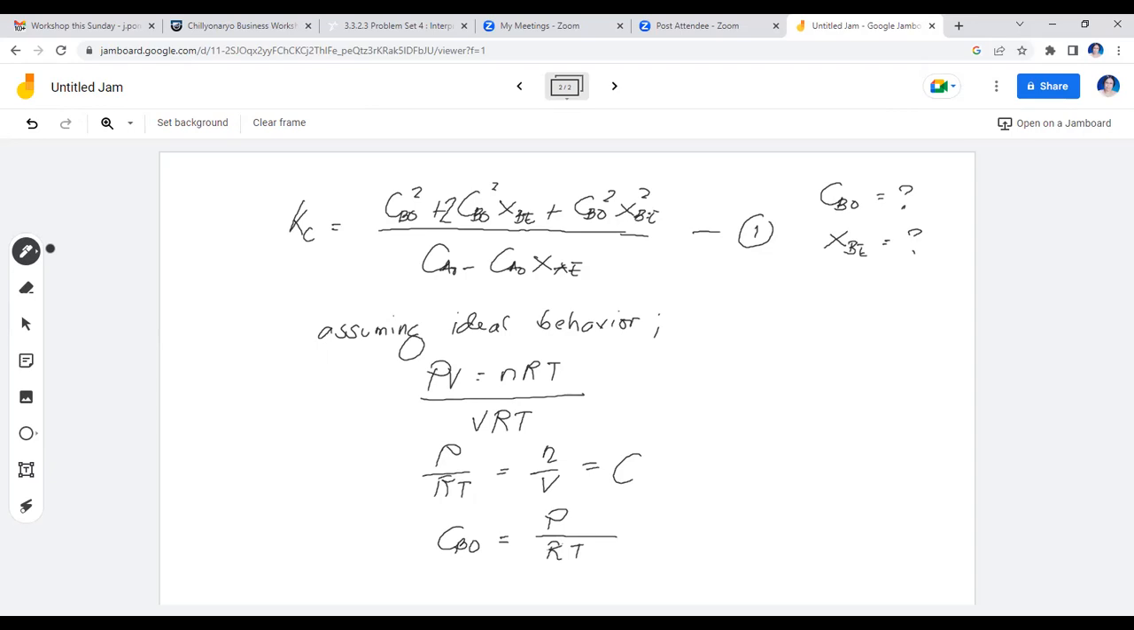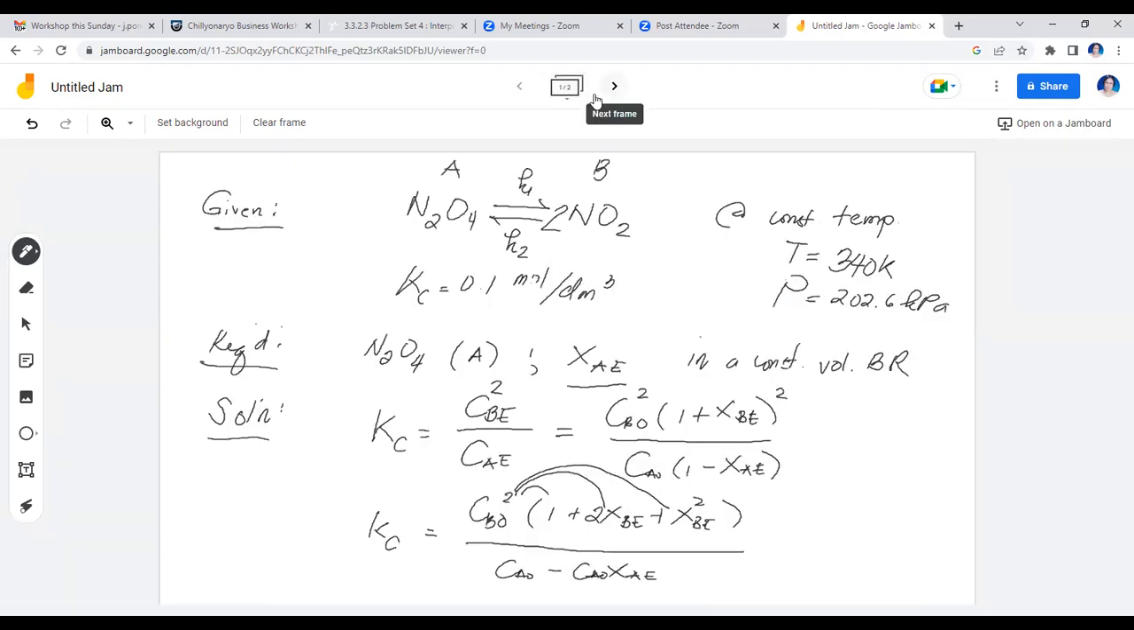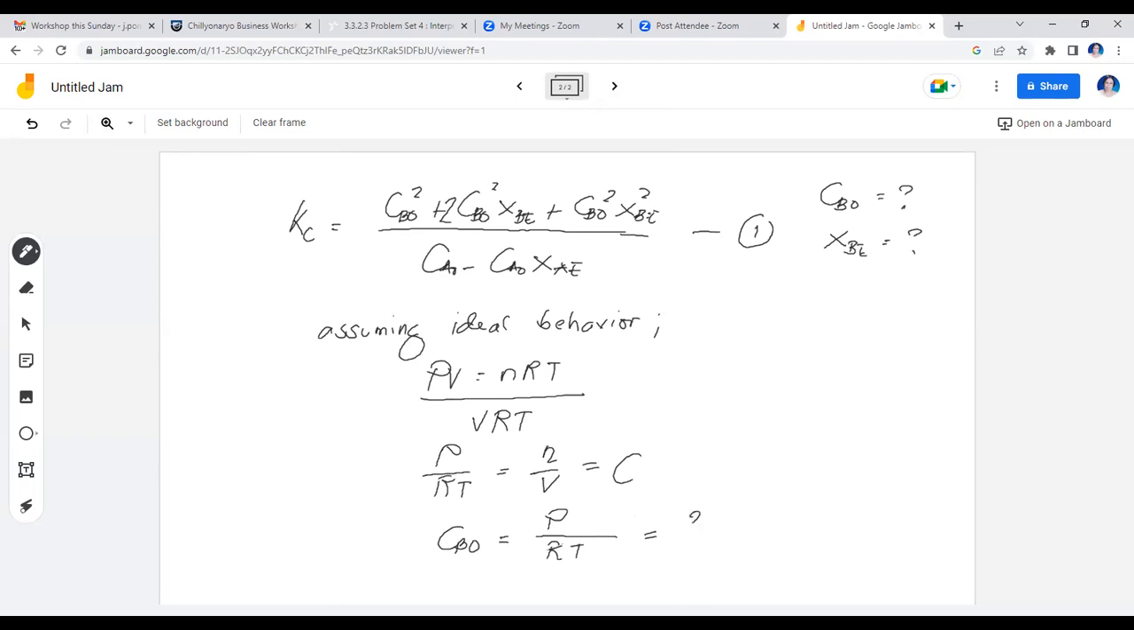Because the pressure of your system is solely due to the presence of your dinitrogen tetraoxide. So based on the problem, it's given that your pressure is 202.6 kilopascal, so we write 202.6 kilopascal. Now, what R are we going to use in this case then? Since we have kilopascal and Kelvin, we will use the... what R will you use? What universal gas constant will you use in this case?